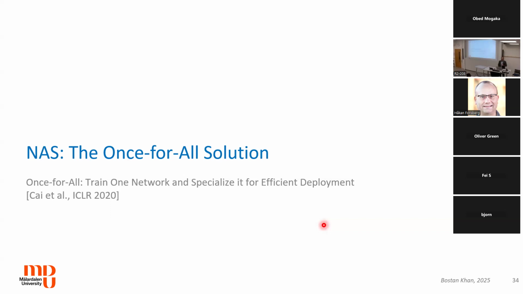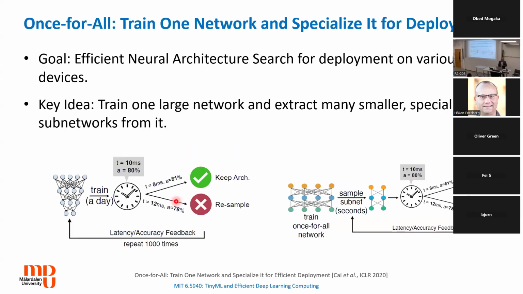Okay, so now we talk about once-for-all: train one network and specialize it for efficient deployment. This was a big, really good paper by the people at MIT. The goal is efficient neural network search for deployment on various devices, and the main idea is to train one large network and extract smaller networks that are specialized for deployment, right?